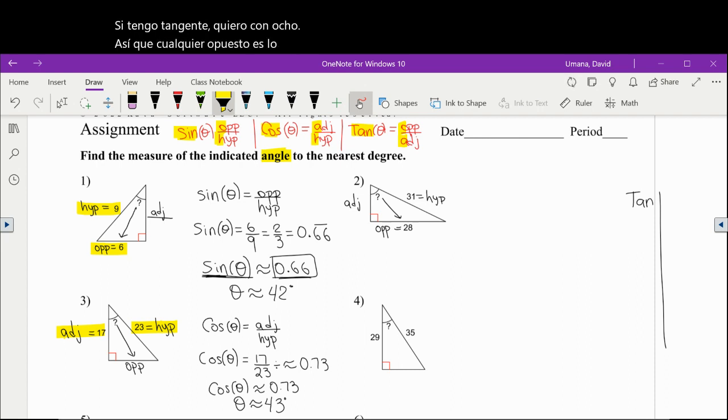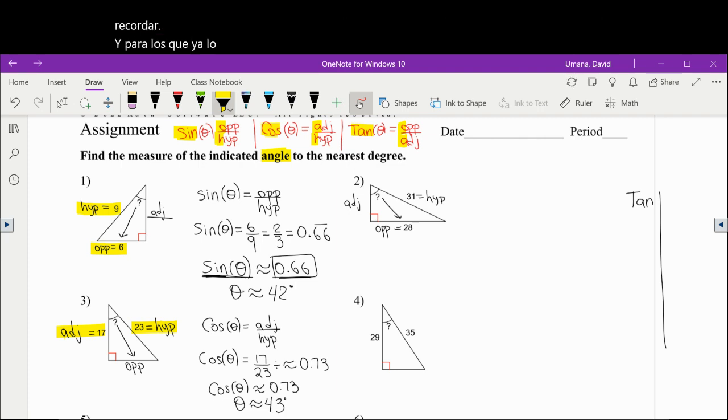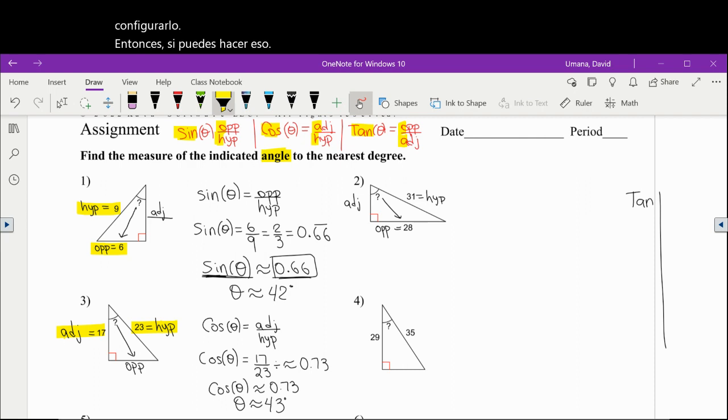Okay. Right now, if you don't have a copy of this, please copy it. Add that little detail at the very top. It's just going to be like a way of remembering. And for those of you who already have it, see if you can try one of the other ones. You're going to need the chart on your computer, and you're going to need your times tables. So if you have it on your phone, you can do the division on your phone, and you start setting it up. So see if you can do that. Some of you already have certain pieces done because you were already getting used to it.